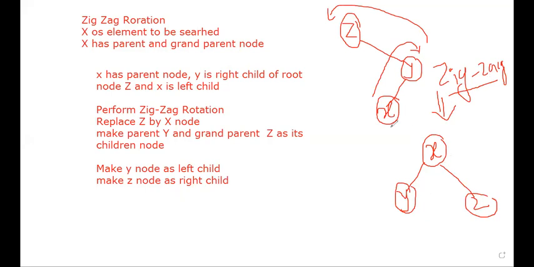Where x is the element to be searched, it is placed at the root node, and y becomes the left side, and z becomes the right side of x. Okay, so this is the zigzag rotation.